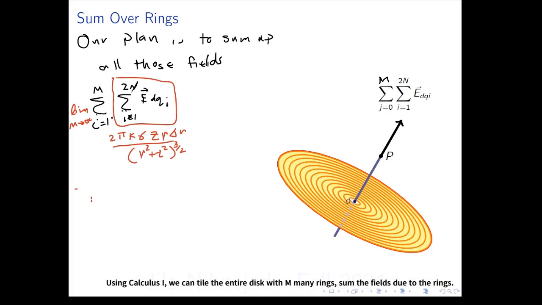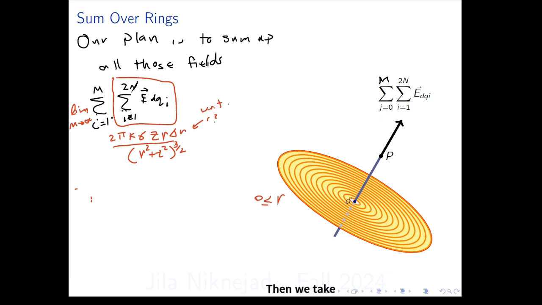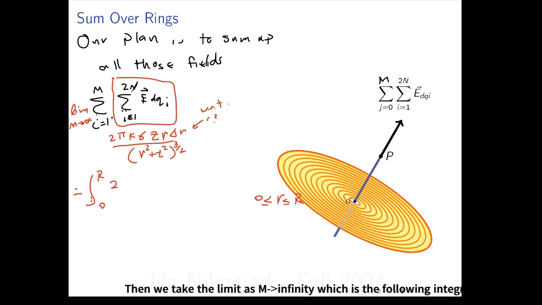Using Calc 1, we can tile the disk into m many rings, sum the m fields due to the rings, then take the limit as m goes to infinity to get the integral from 0 to R of 2 pi k sigma z r dr over the quantity r squared plus z squared to the power 3 halves.